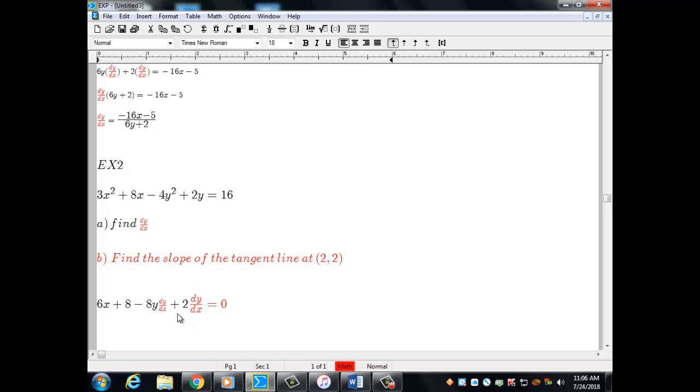All right. So what's dy dx equal to? dy dx is equal to the negative 6x plus minus 8 goes to the other side. Do we agree on that? Then on this side, the negative 8y plus 2, that dy dx will factor out. And so what you're going to end up doing is dividing this by negative 8y plus 2. Do we agree?